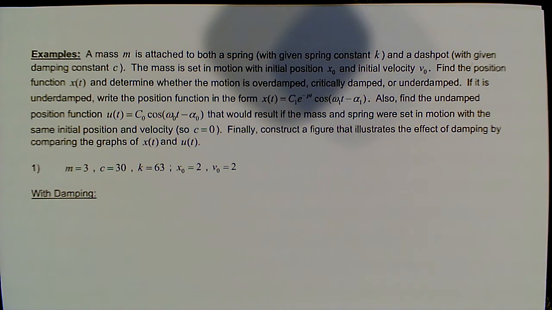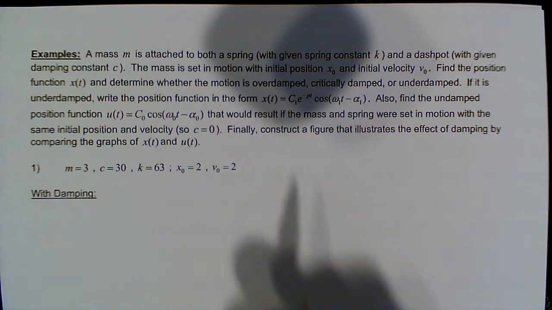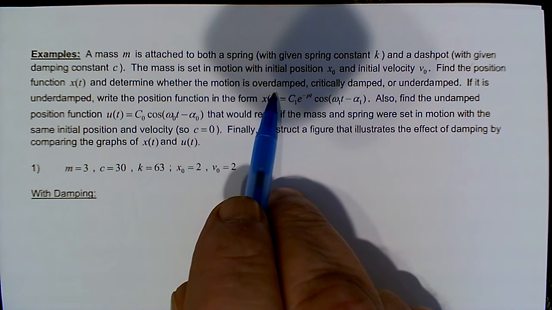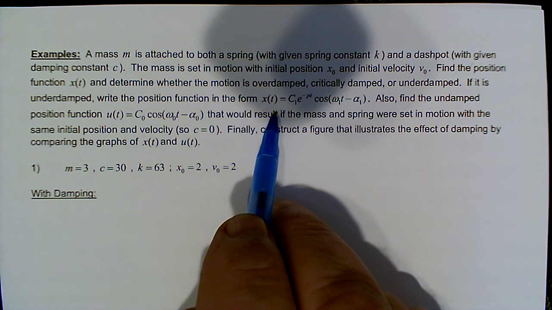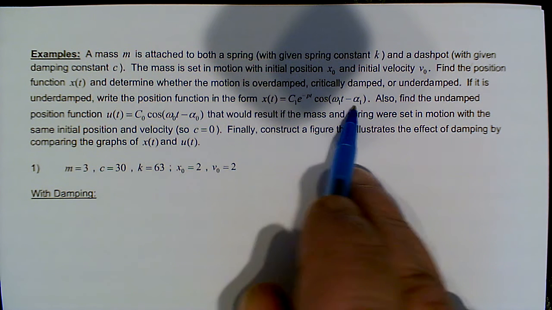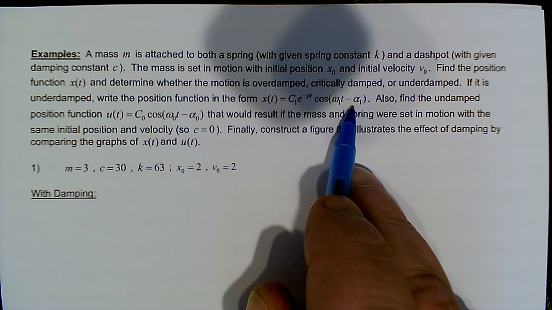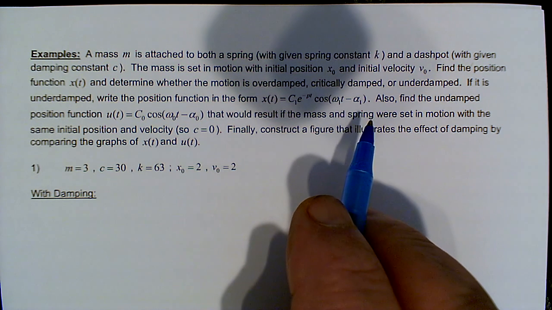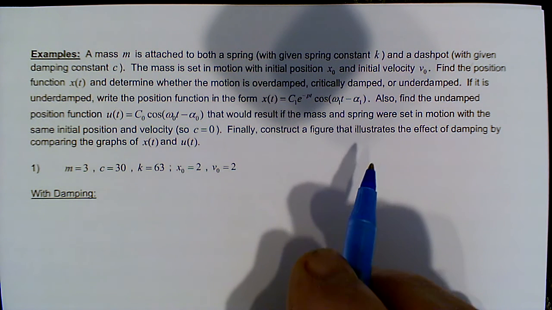Hello everyone. So here we look at a few examples of mechanical vibrations, and the way the question is worded in your homework, you could see the directions. We want to find the position function for the motion, and if it's underdamped, we're going to write it in this special form, and then they also want us to find the undamped position function, no matter what the situation is.